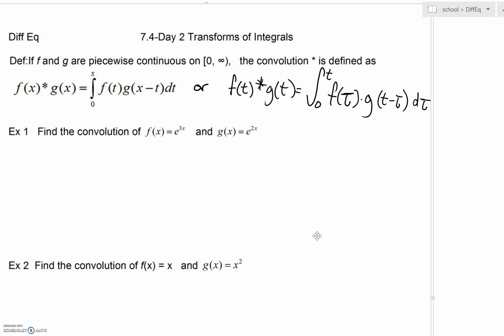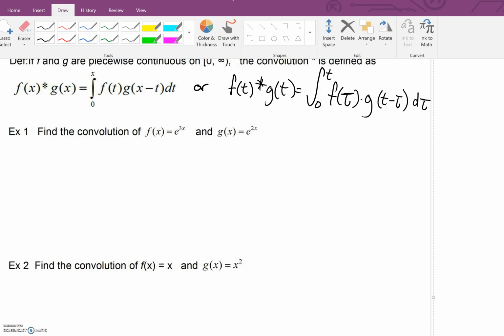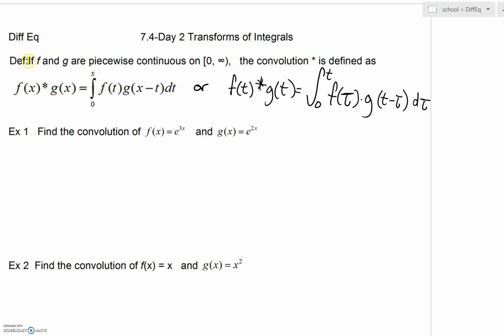Lesson 7.4, day 2, we're going to have more transforms of actually integrals today. Let's just say that you have two functions. However, they must both be piecewise functions. They must also be continuous piecewise functions from 0 to infinity.